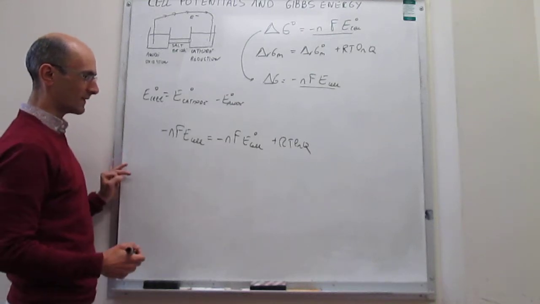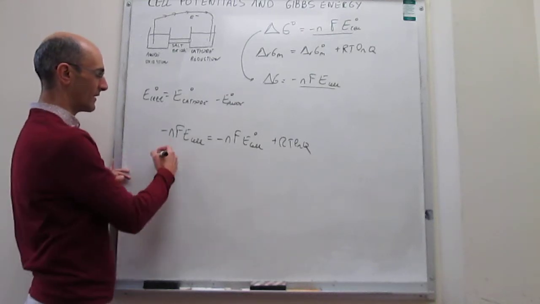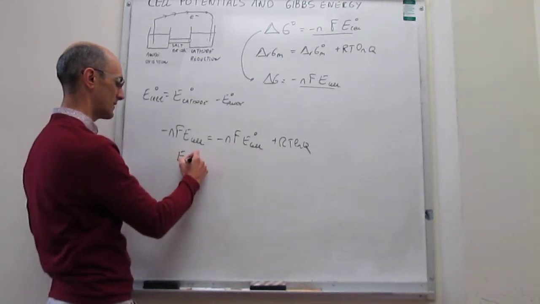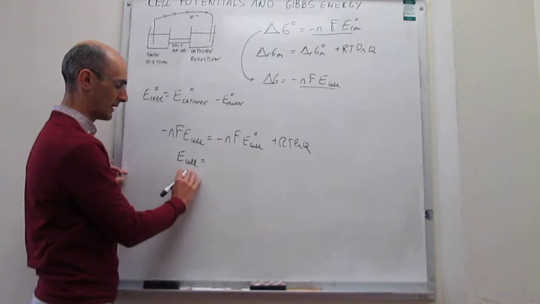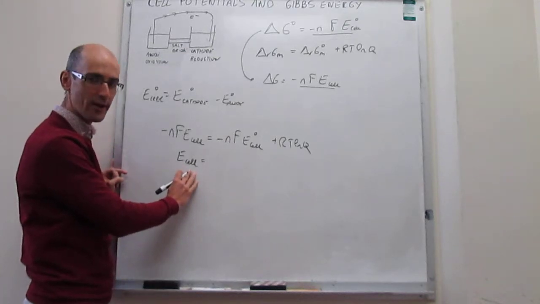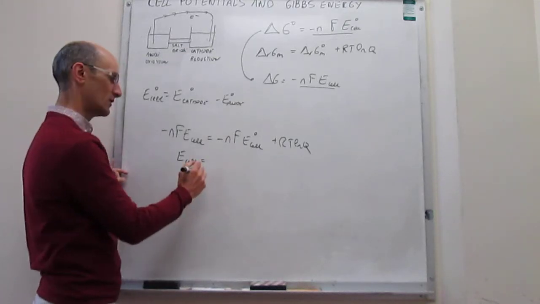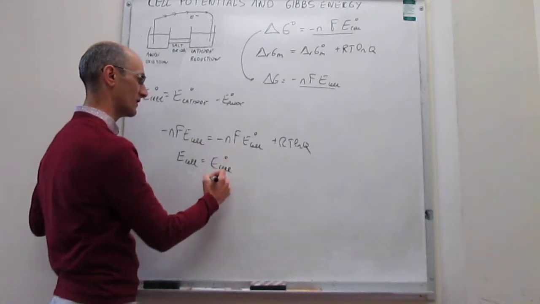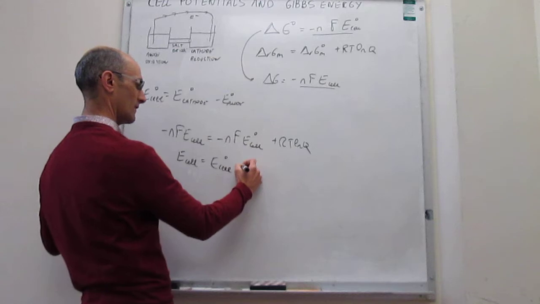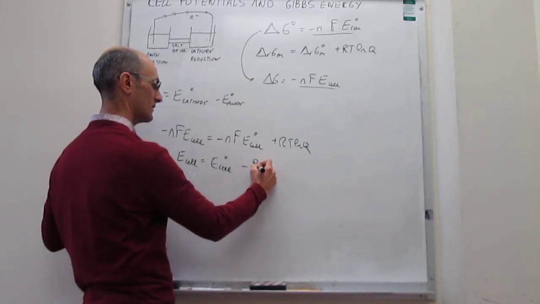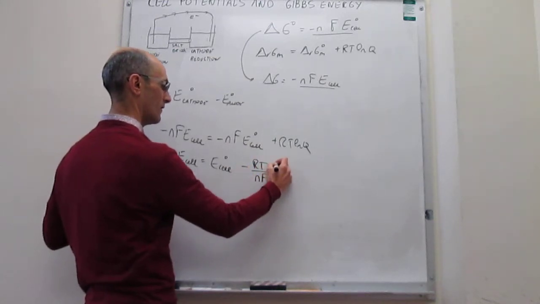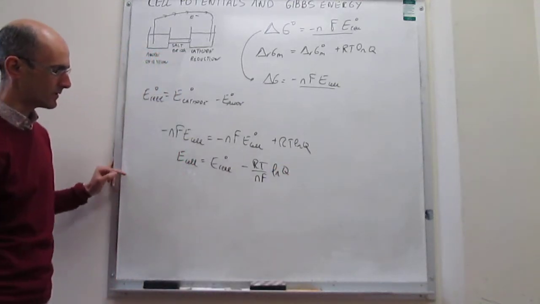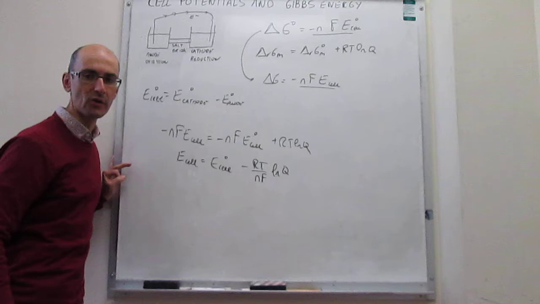Now we consolidate this a little by dividing everything by minus NF. What we have is E cell, the potential of the cell under any conditions that we wish, is equal to the cell potential under standard state conditions, minus RT over NF natural log of the reaction quotient. This is actually the Nernst equation.